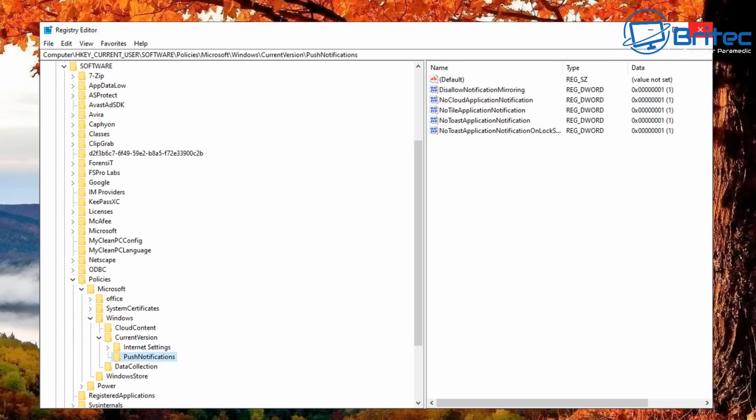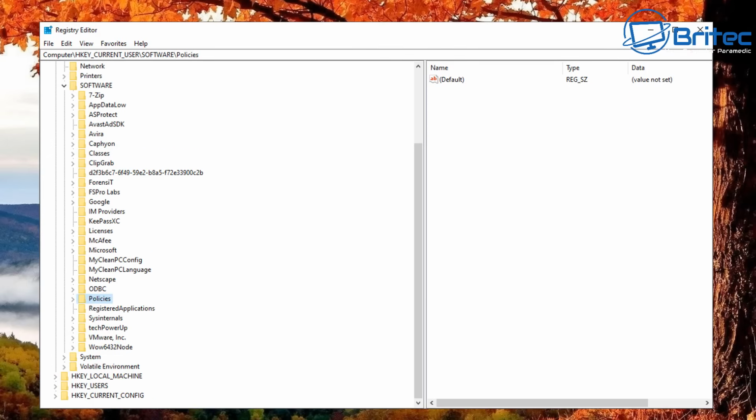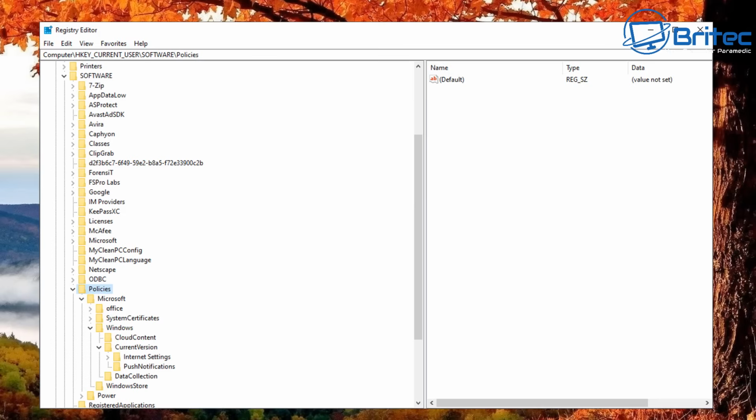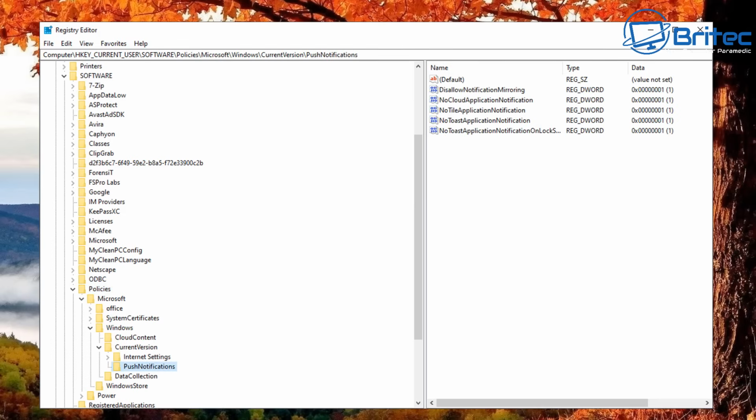So how would you go about finding all of these if you don't know where they are? It will be quite a difficult job because they can be just about anywhere inside that registry.